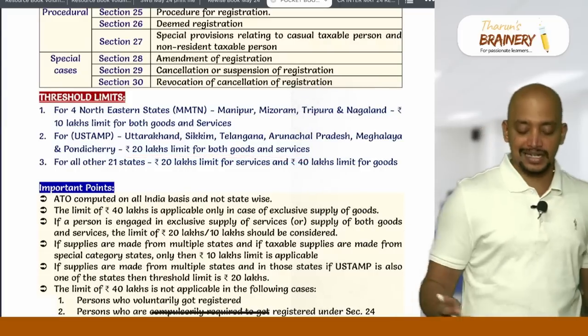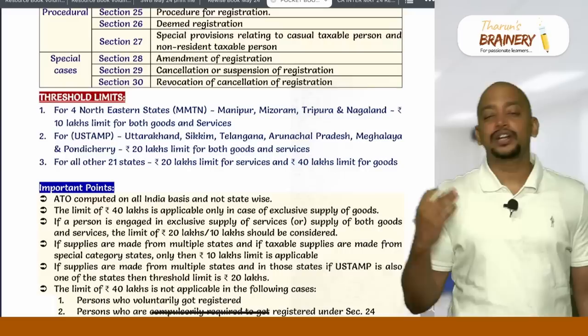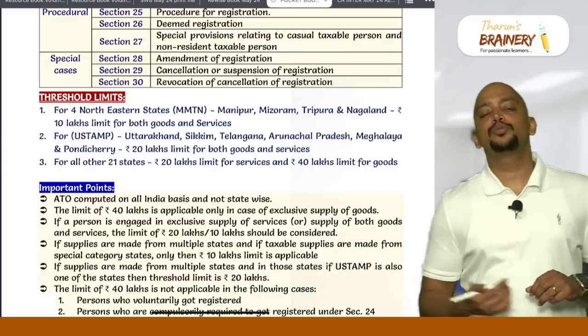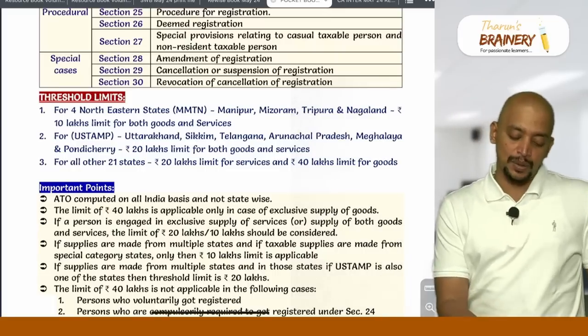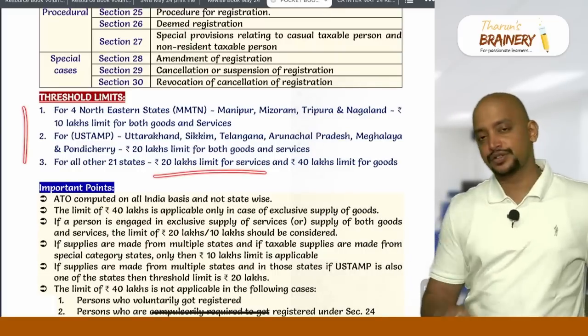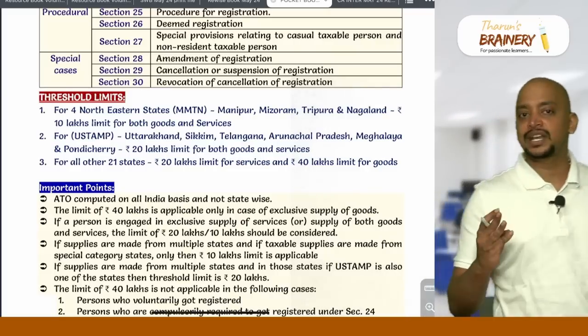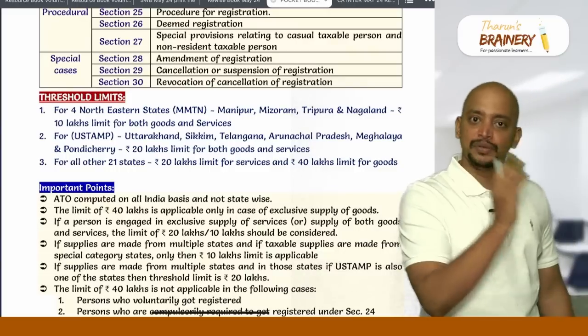Suppose if it is other states, the limit will be 40 lakhs if they are exclusively engaged in supply of goods, and if they are engaged in supply of both goods and services, or services, then the limit will be 20 lakhs. So these are the 3 points that you need to remember. That is, if they are doing business in a single state and that state is in MMTN, Manipur, Mizoram, Tripura, Nagaland, the limit will be 10 lakhs.